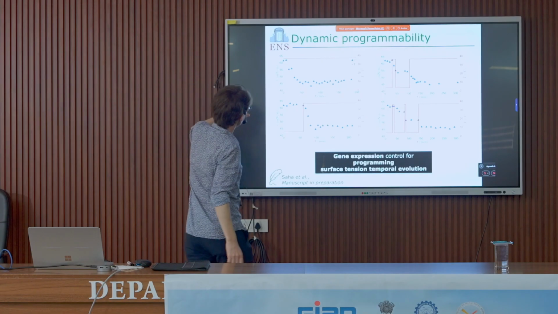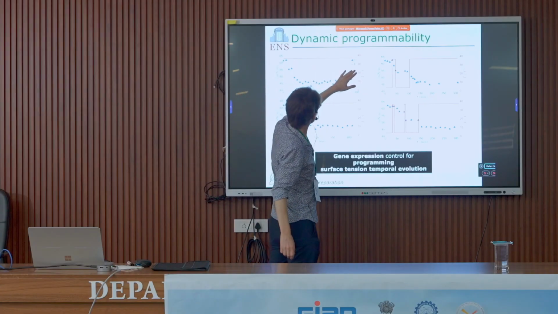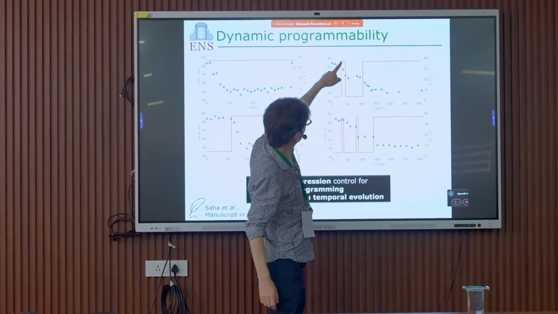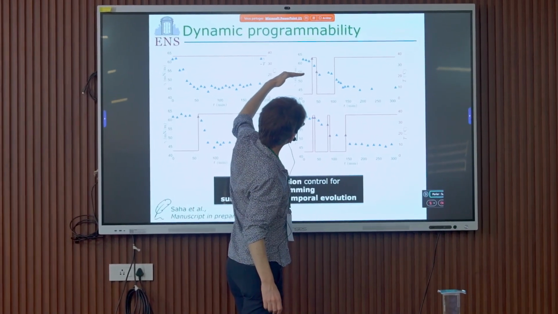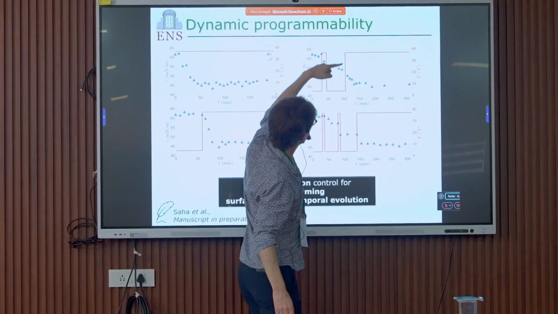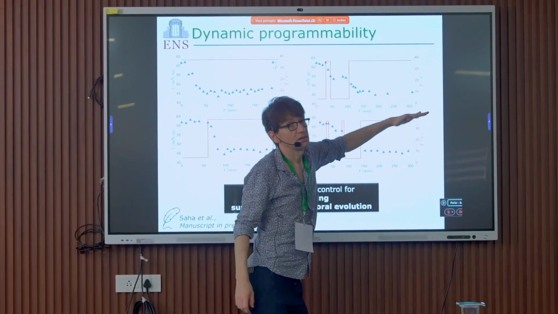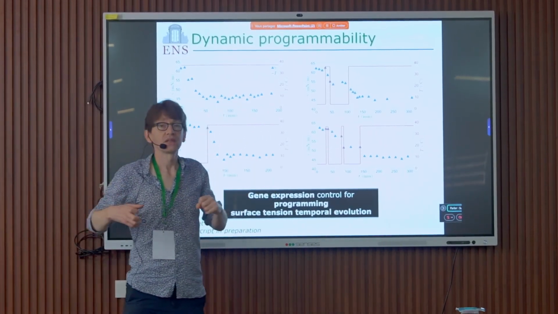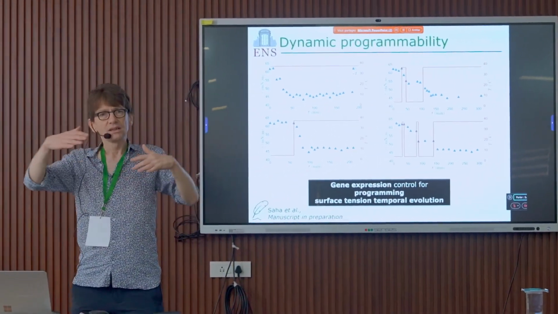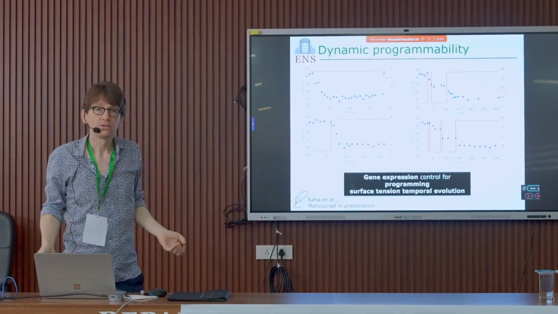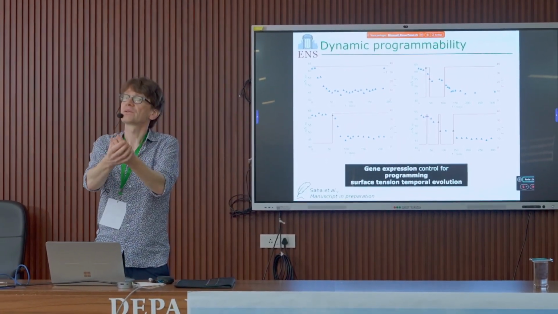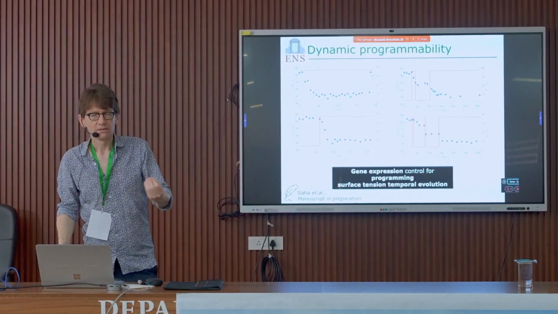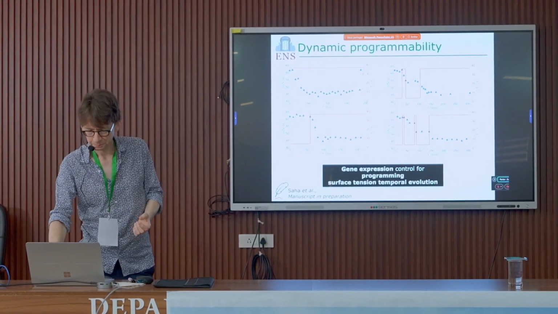So for example, here you see if I have continuous expression, surface tension decreases and stabilizes. But then if I turn on expression, surface tension decreases, I turn it off, it becomes stable, I turn it on, and then surface tension decreases again. And then you can start to make some complex shapes. So you can start to program dynamically the temporal evolution of surface tension directly from your system. So you start to have very elaborate properties by using this programmability approach.